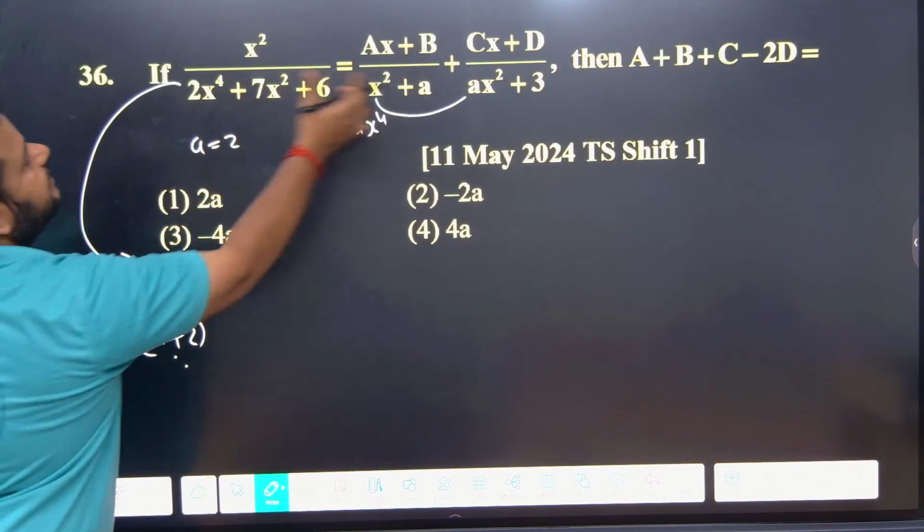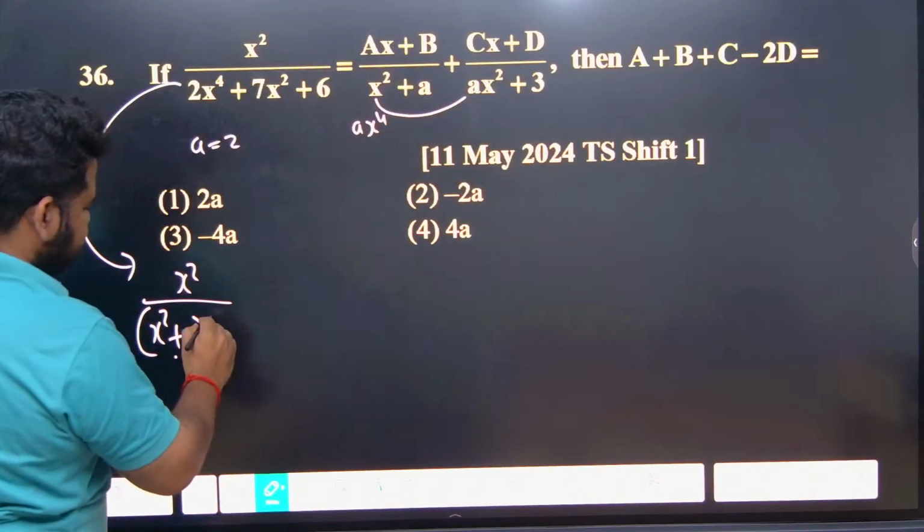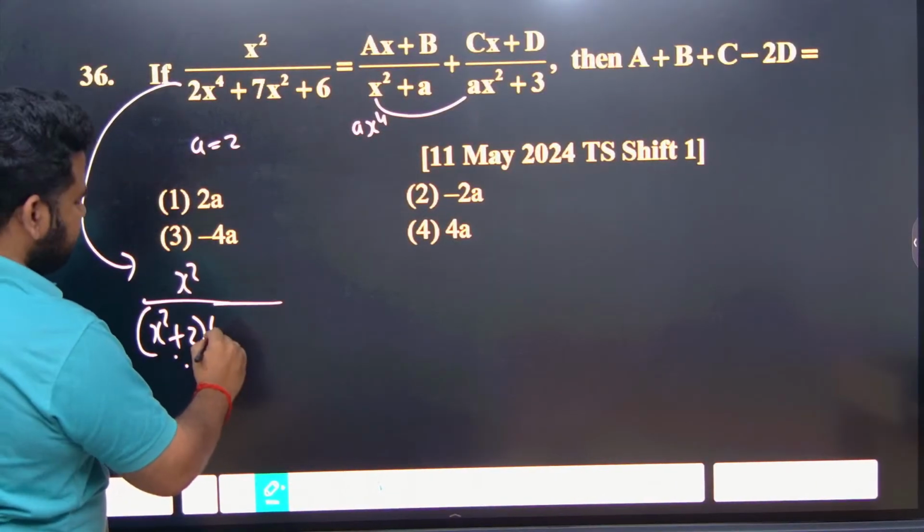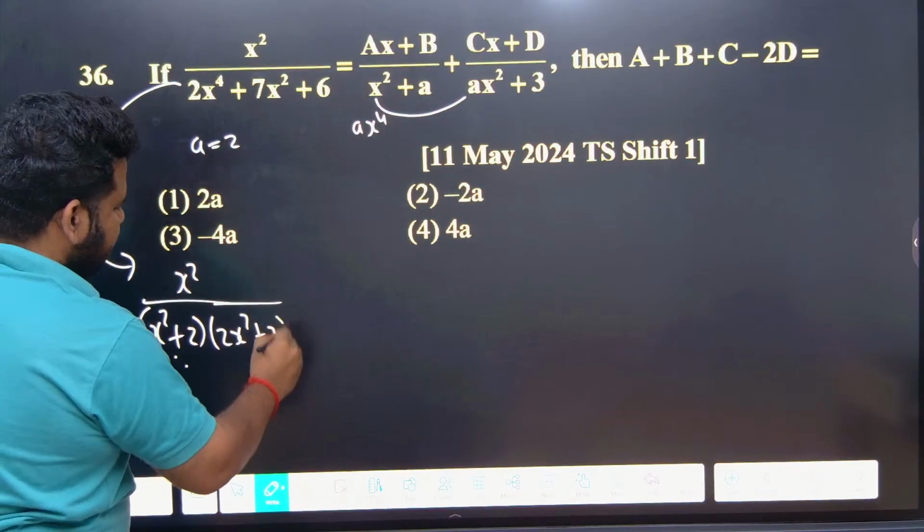This denominator can be written, that is factorized, in this way. That is what they have given directly. So ax square means 2x square plus 3 will be equal to what?